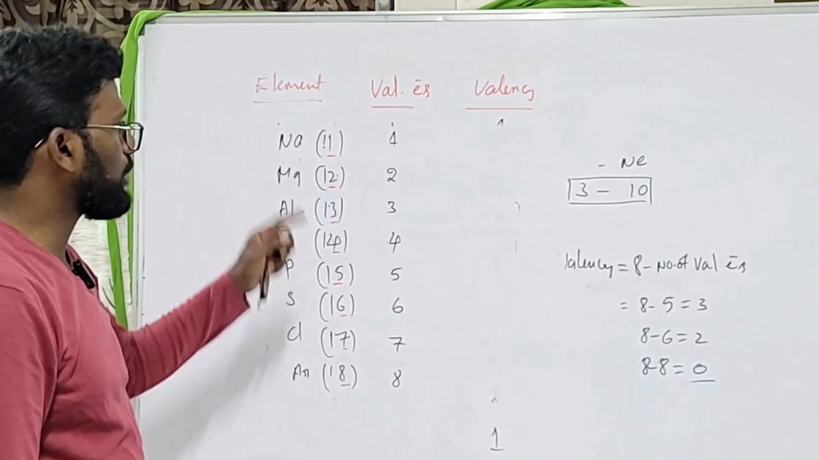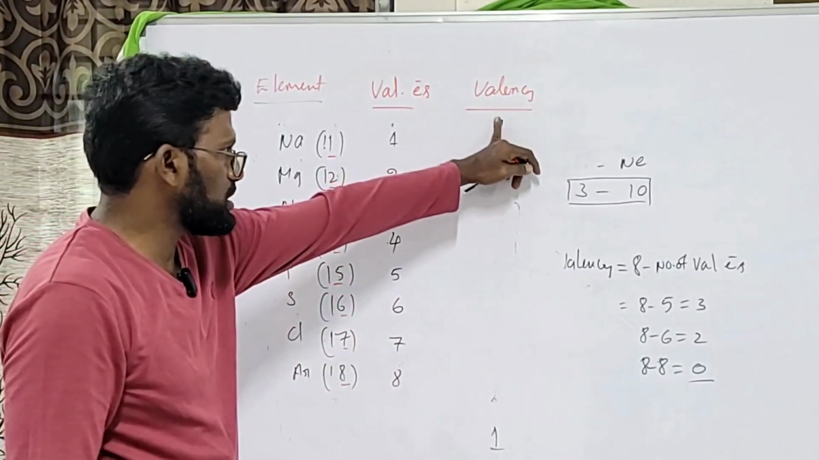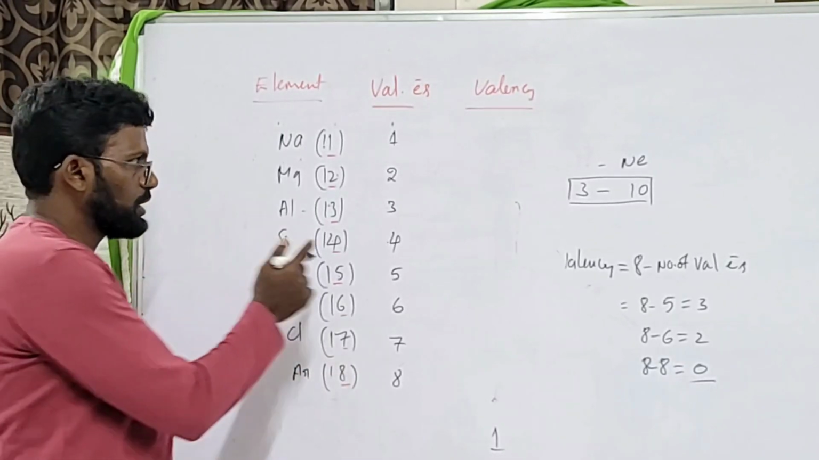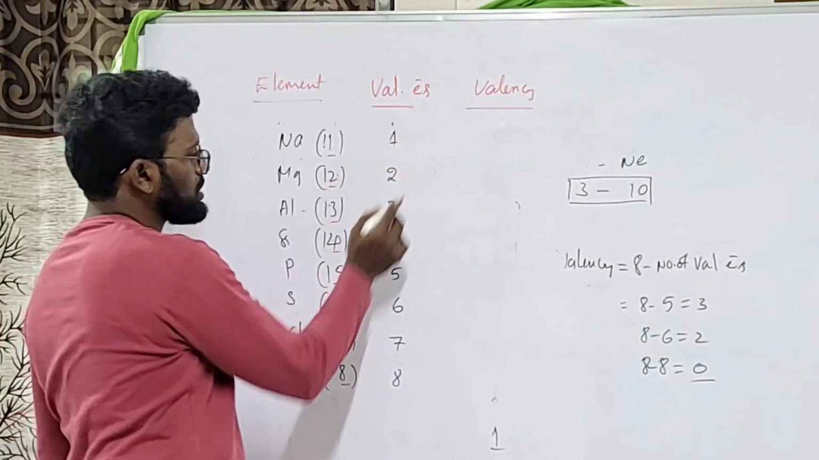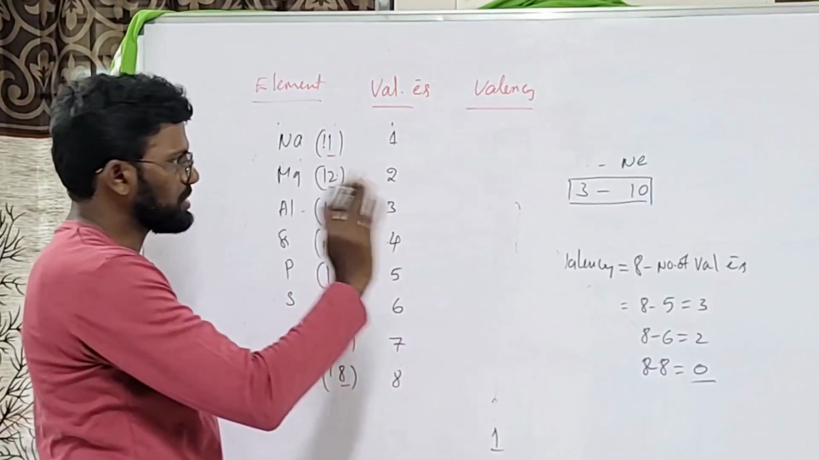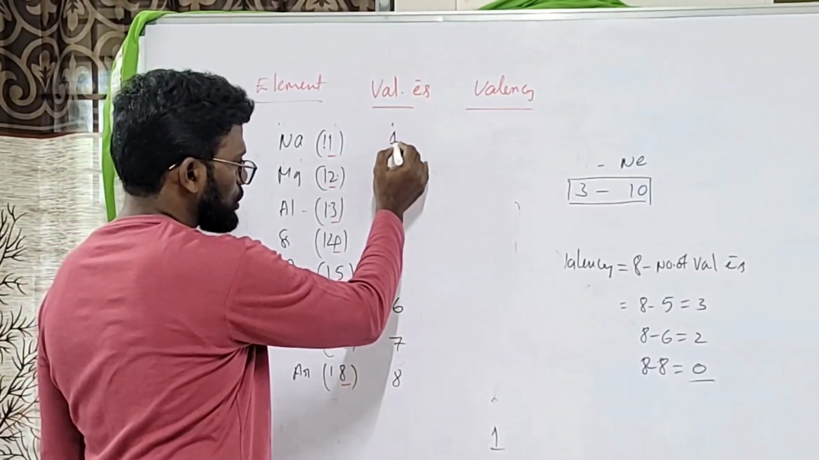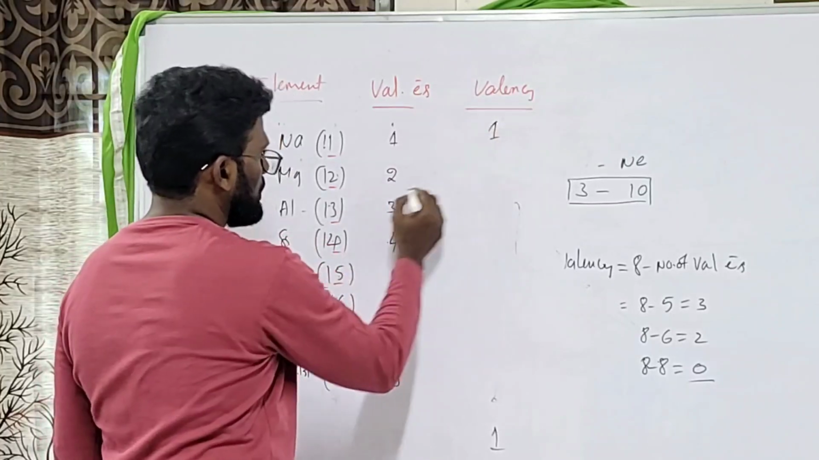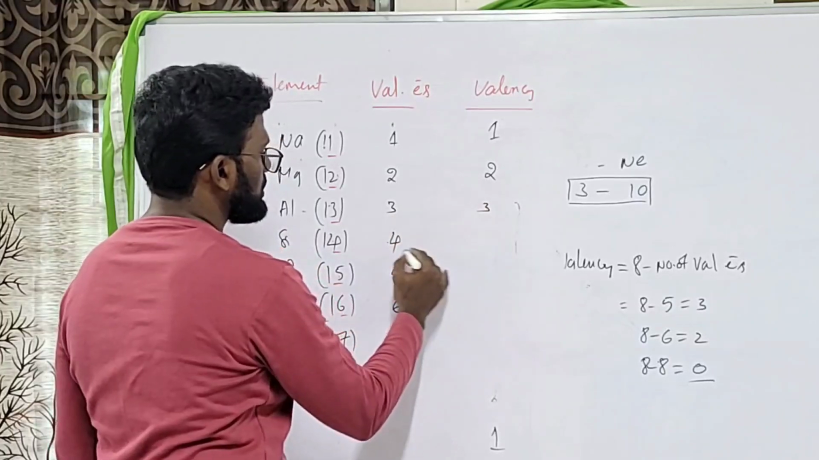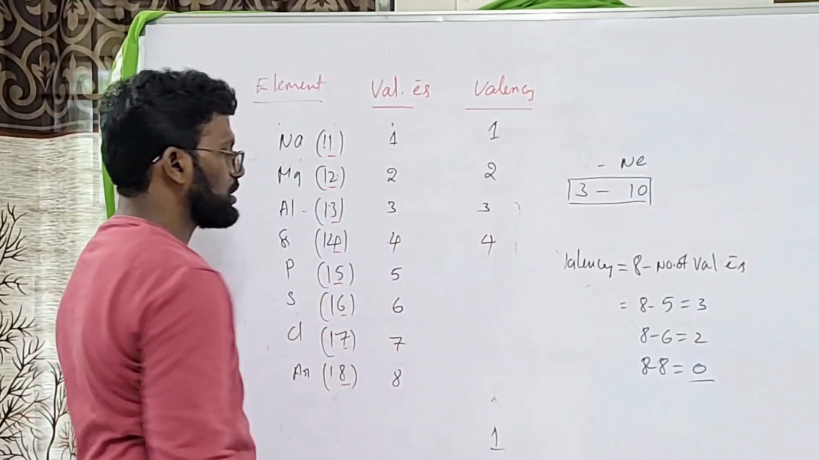So if you know the number of valence electrons, calculating valency is very easy, as we discussed in the previous concept. Here, if the number of valence electrons is less than 4, then valence electrons and valency will be the same. Suppose valence electrons are 1, valency will be 1; valence electrons 2, valency 2; valence electrons 3, valency 3; valence electrons 4, valency also 4.